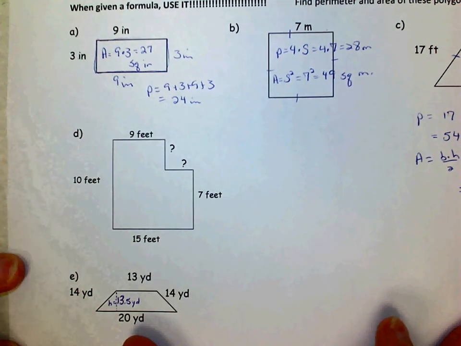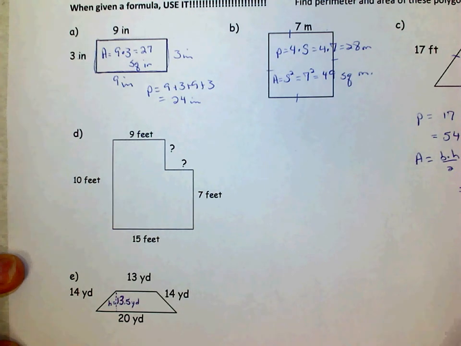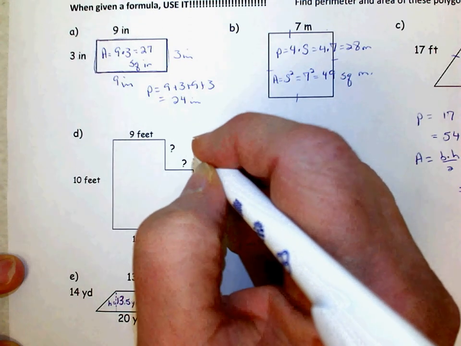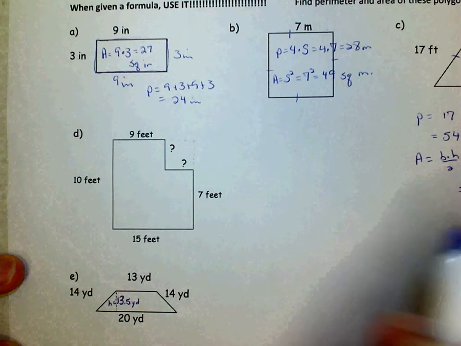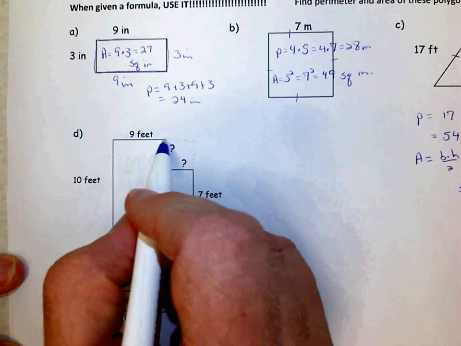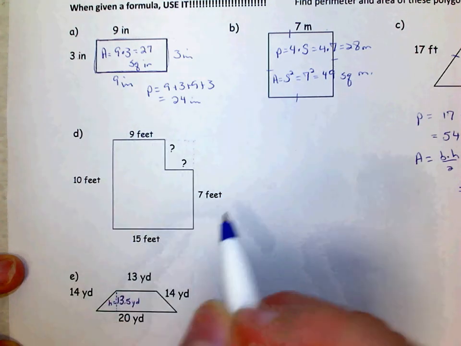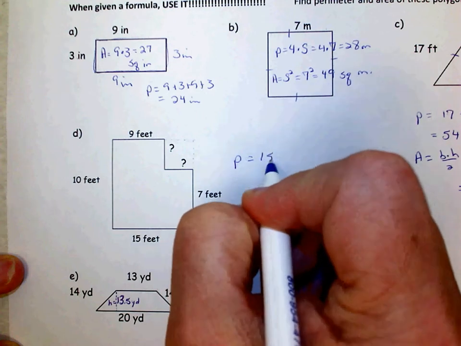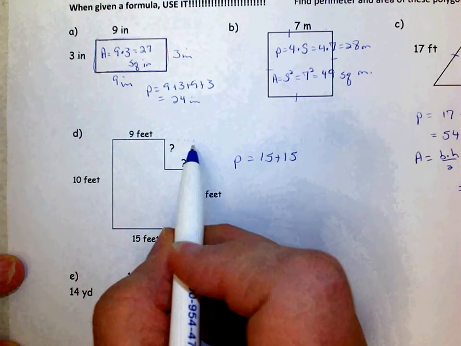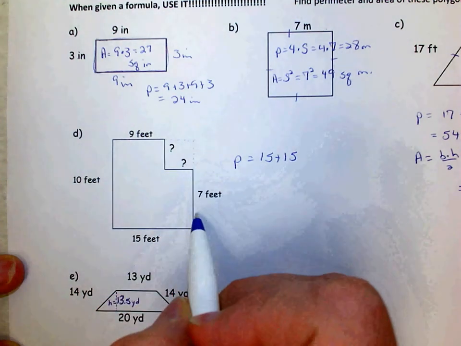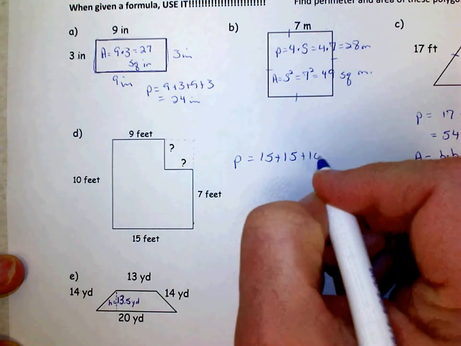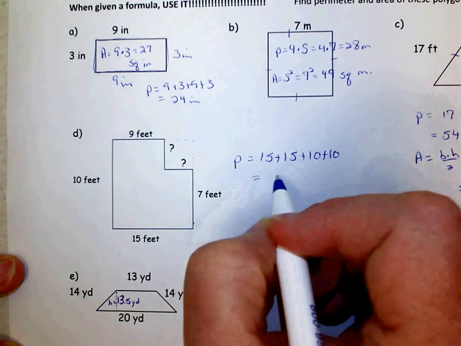Ooh, how do you like this problem? Well, when these two pieces are missing, I like to take the shortcut, because this distance is the same as that distance. So if I count this plus this, I get all of 15. So my perimeter is 15 plus 15. And guess what? This distance is the same as this distance. So 7 plus this has to equal 10 feet. So plus 10 plus 10, and that gives us 50 feet.